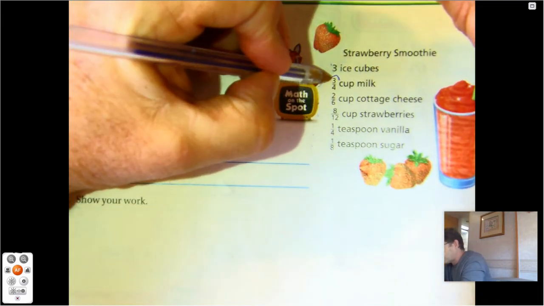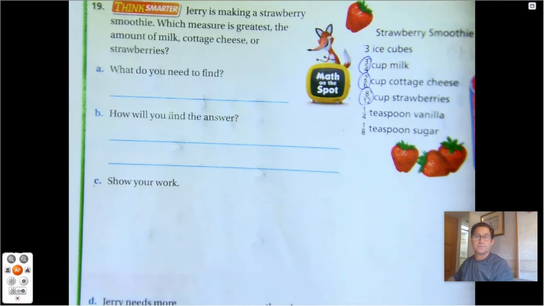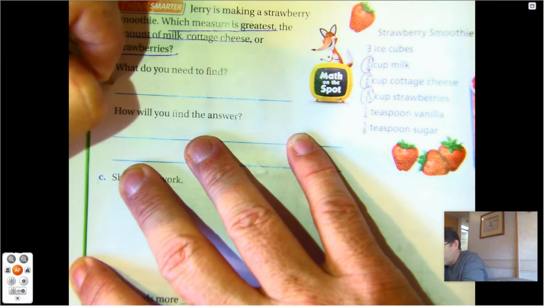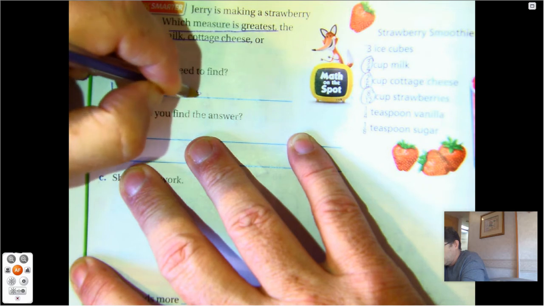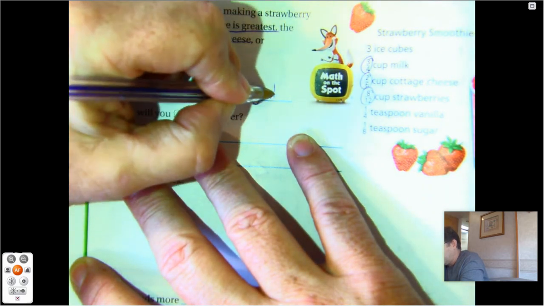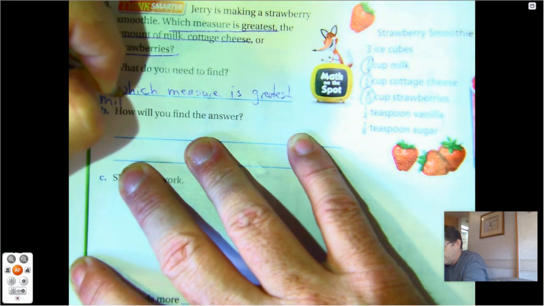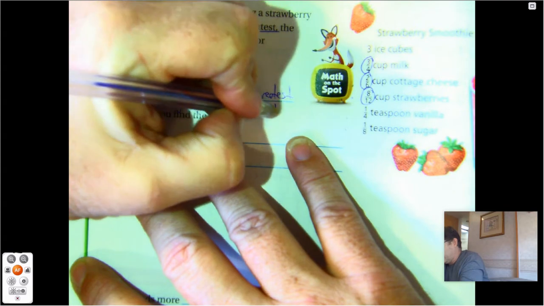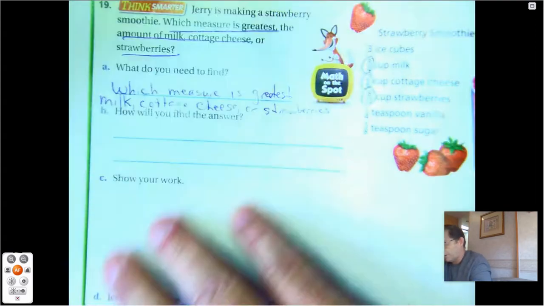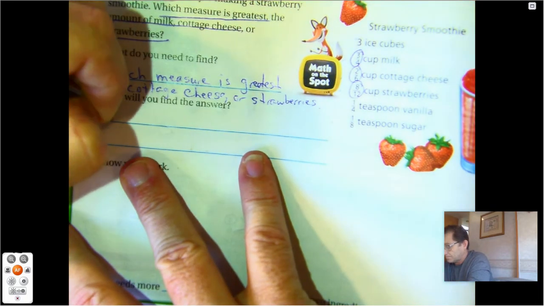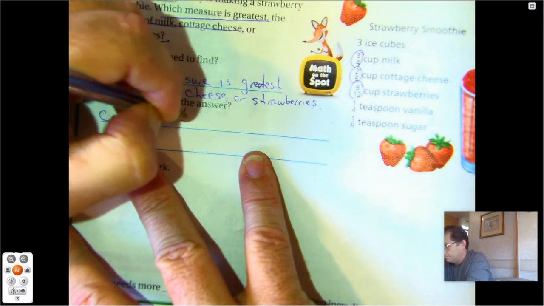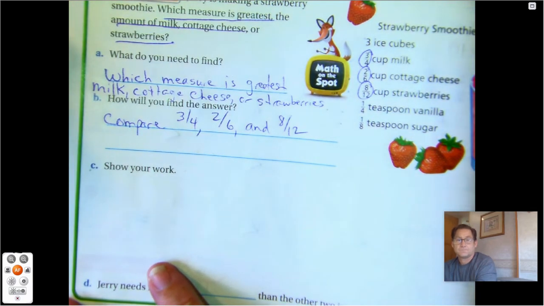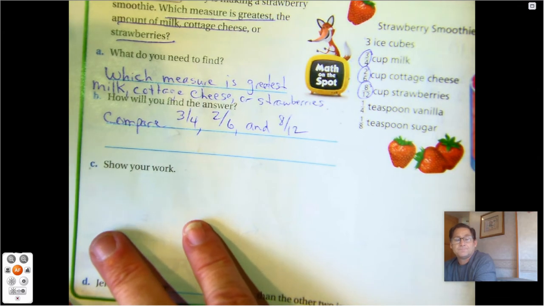So we're going to compare those 3 numbers. What do we need to find? Remember, the question is what we need to find. Which measure is greatest? Milk, cottage cheese, or strawberries? How will you find the answer? I'm going to compare by finding a common denominator.